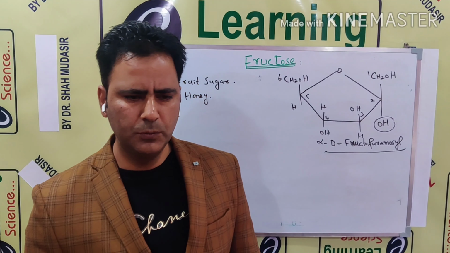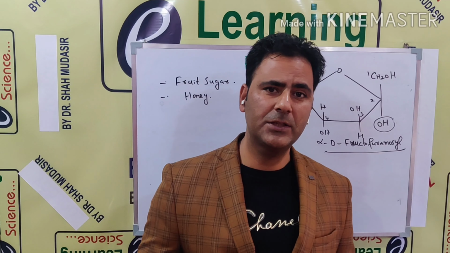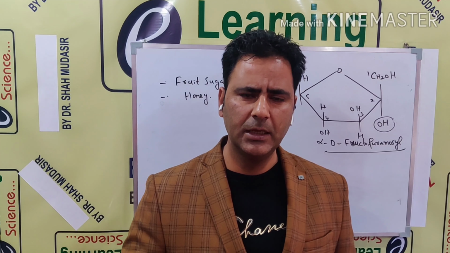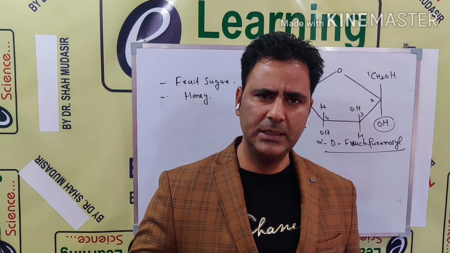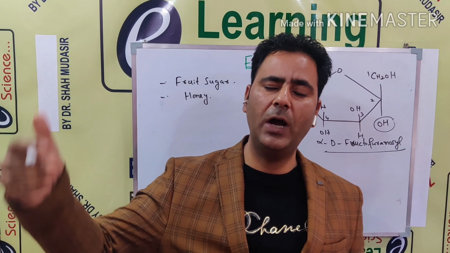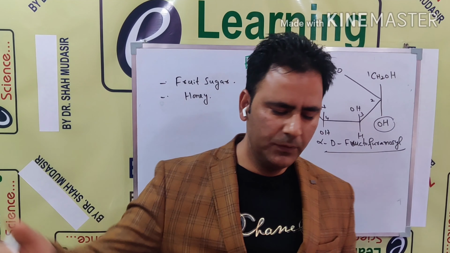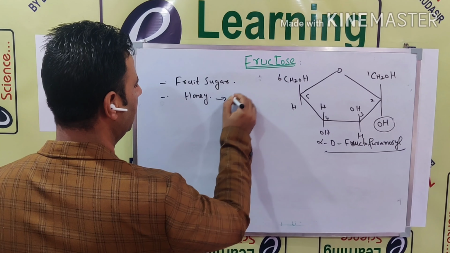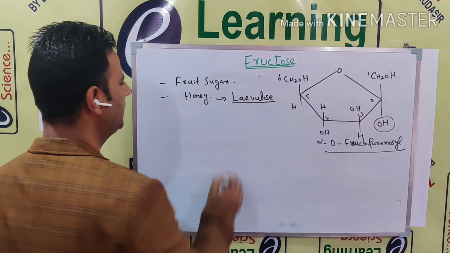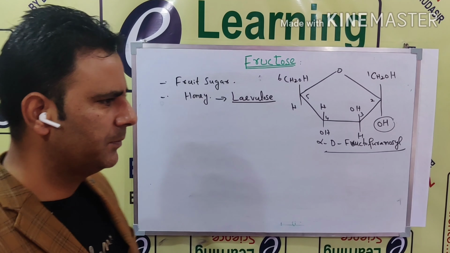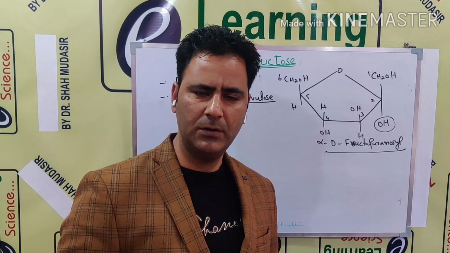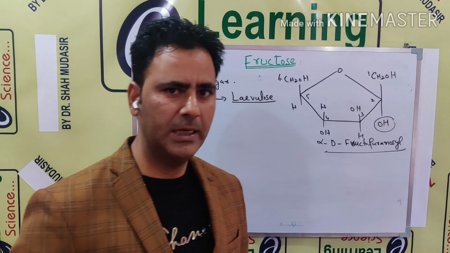I told you mostly the sugars are dextrorotatory. They are D sugars. But in the case of honey, the fructose is basically present in the levo form. You will find the levo isomeric form of fructose, and therefore we call the fructose in honey levulose. Levulose is the name given to fructose when it is present in honey, because the sugar fructose is found in the levo form, not in the dextro form.